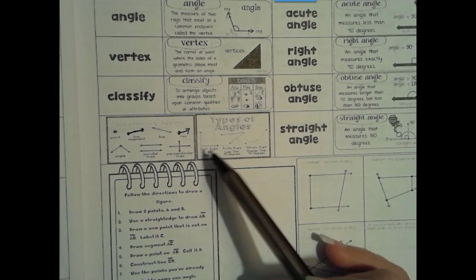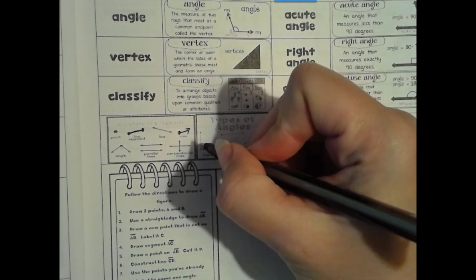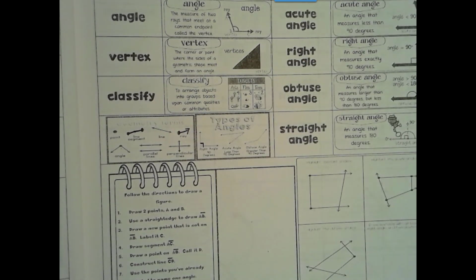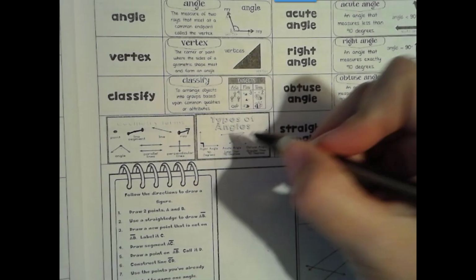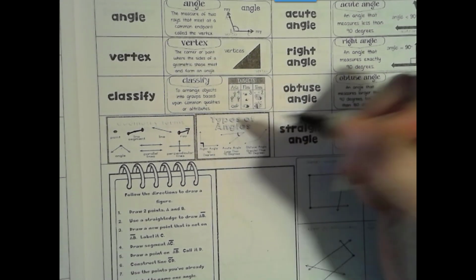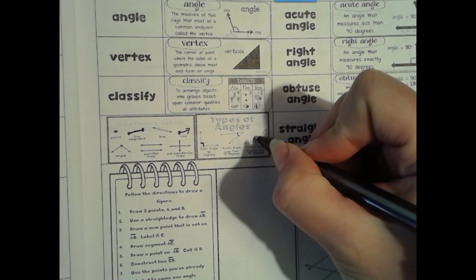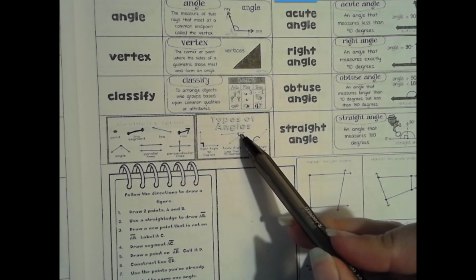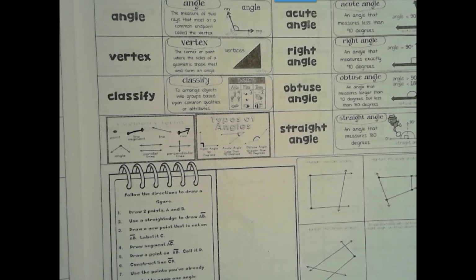So we have our right angle, has that square corner, perfect square corner. It's exactly 90 degrees. Acute is less than 90. Obtuse is between 90 and 180. So this is going to be smaller than 90 degrees, larger than 90 degrees.